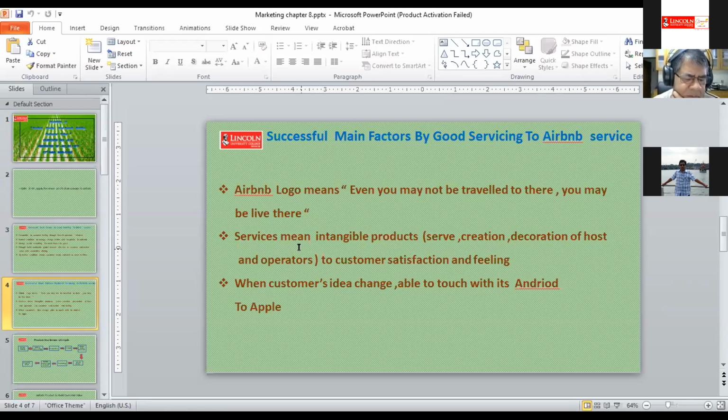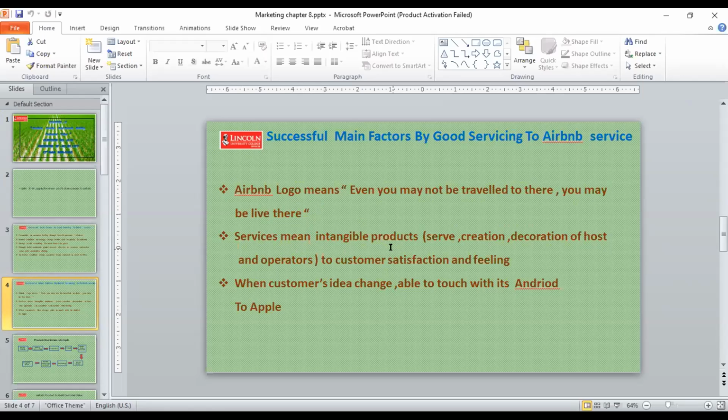And service means intangible products. So creation and decoration by hosts and operators contribute to customer satisfaction and feeling. When the customer's idea changes, they are able to keep in touch with its instrument and try to upgrade. This is upgrading from old to new.